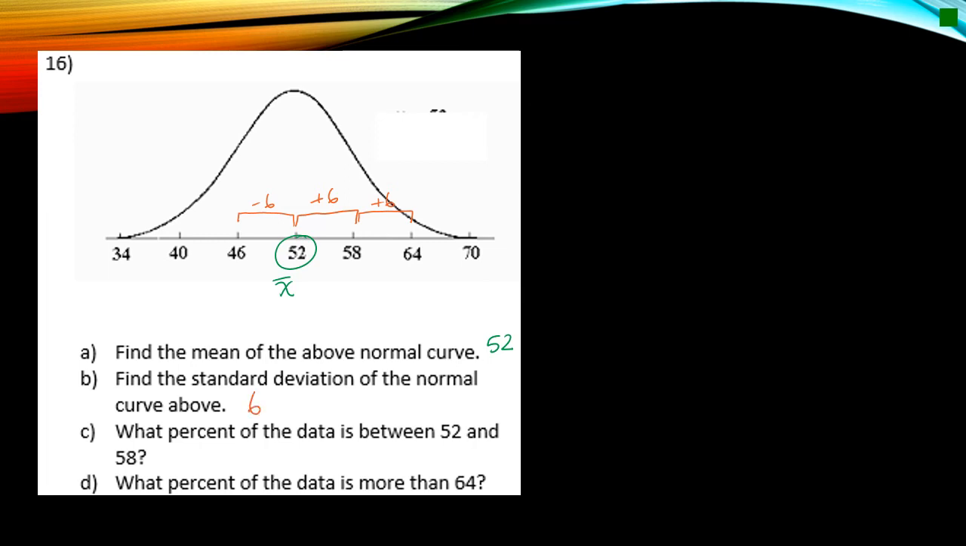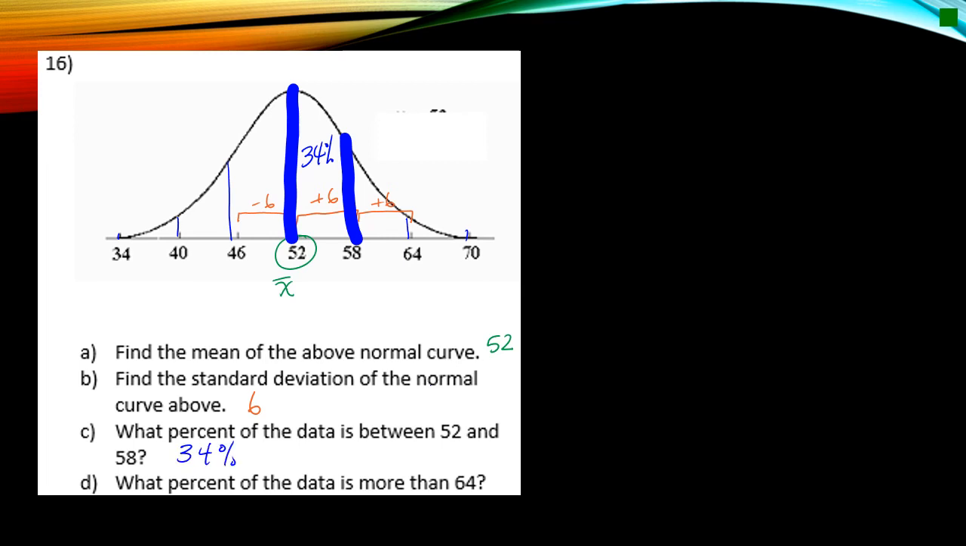The percent of the data between 52 and 58, I would probably go through and mark off these lines so that we could figure out the percentages. So I want between 52 and 58. So here's 52, here's 58. It's only one section, and that section is 34%. And this is something you'd have to have memorized.